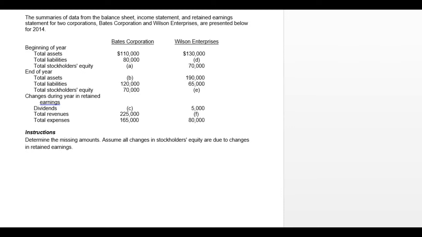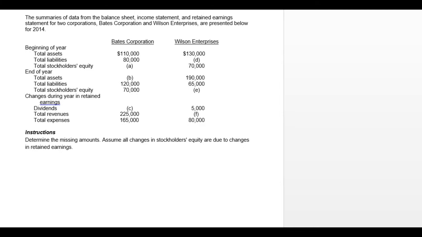Okay, here is an application of the accounting equation. So first of all, here's the problem. The summaries of data from the balance sheet, income statement, and retained earnings statement for two corporations, Bates Corporation and Wilson Enterprises, are presented below for 2014. So you notice I've got two columns. One is for Bates, another one's for Wilson Enterprises, and then you have all your data.